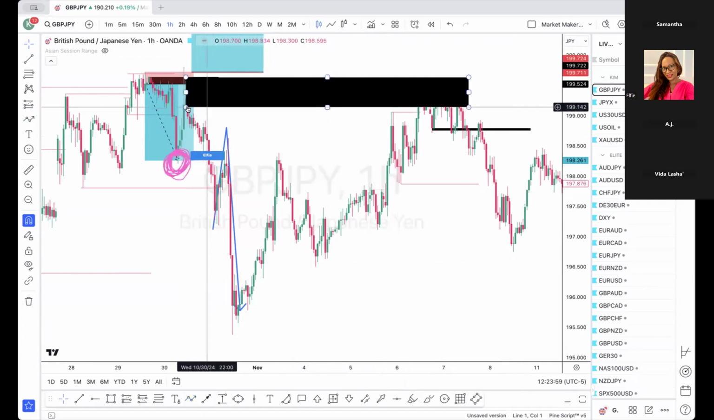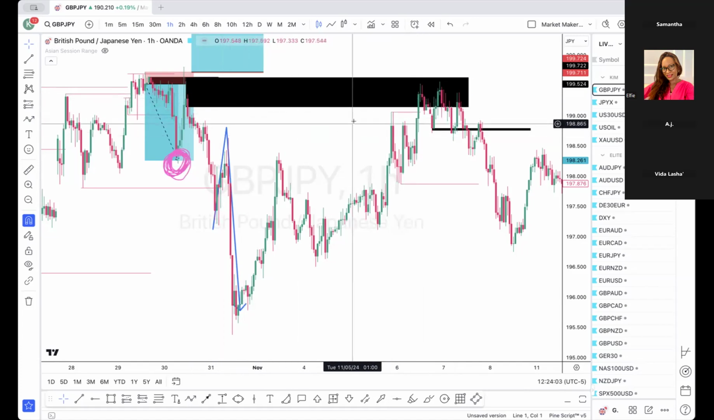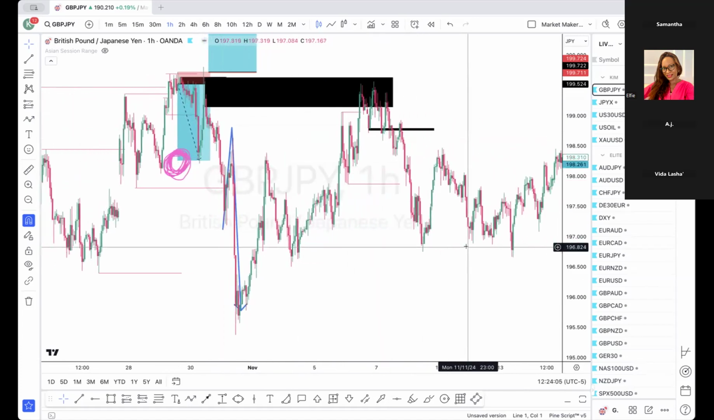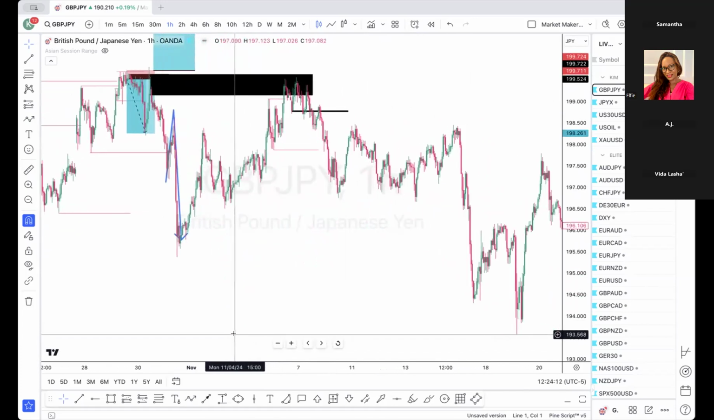So I'm marking up this zone here, and then price can come here and either get me in and then take me out the rest to these targets, the next low. This was the last low, so that would be the target.